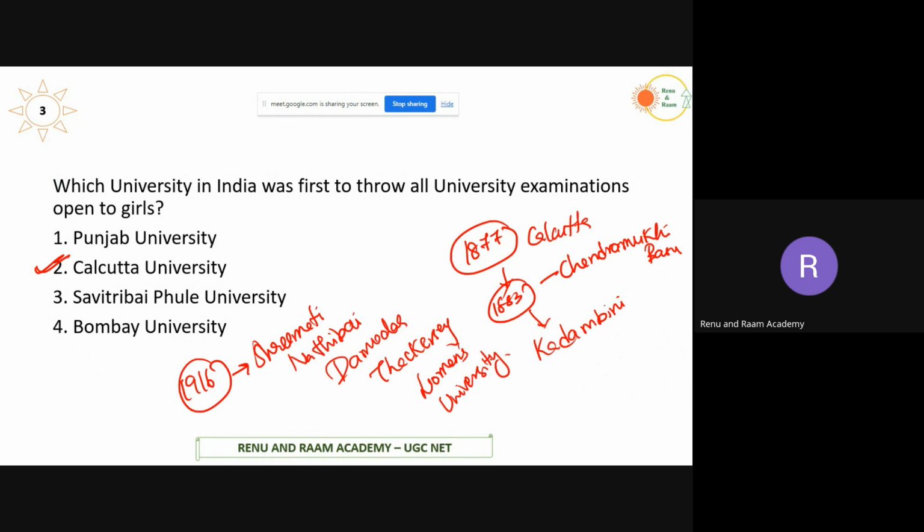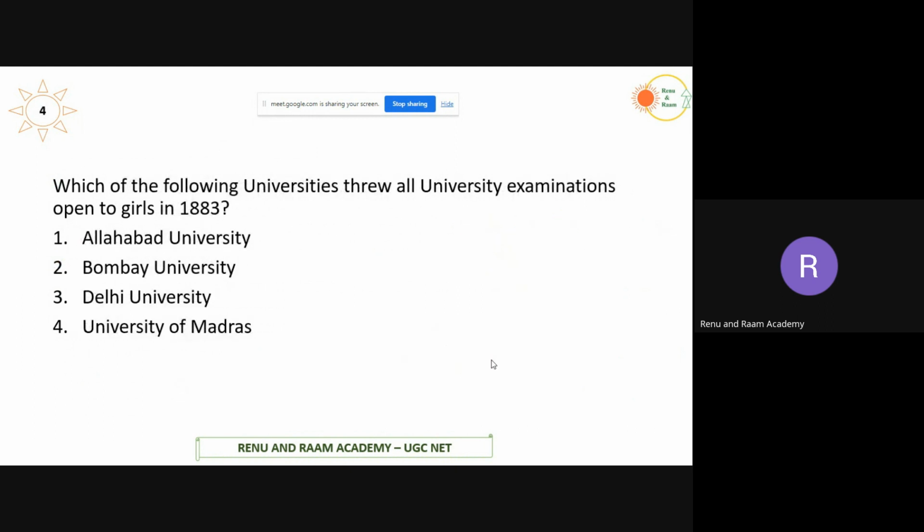Moving on to the next question. Which of the following universities threw all university examinations open to girls in 1883? So if you see here, the specific year is mentioned, 1883. Calcutta University admitted students in 1877, and later in 1883 they passed out of the university. We know that. Now, which university opened in 1883? It was Bombay. So Bombay University was the first one. In 1883, they actually followed the suit of the Calcutta University. And the person called Cornelia Sorabji was the first woman graduate from the Bombay University.